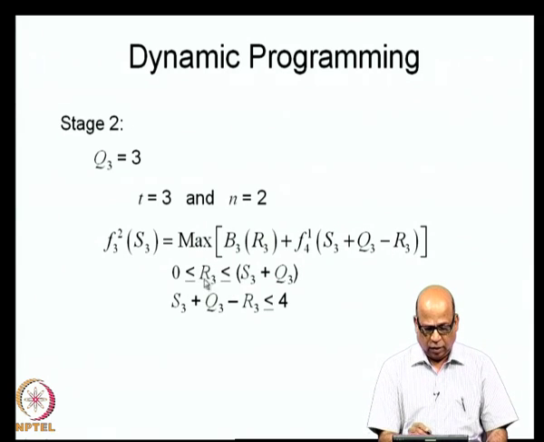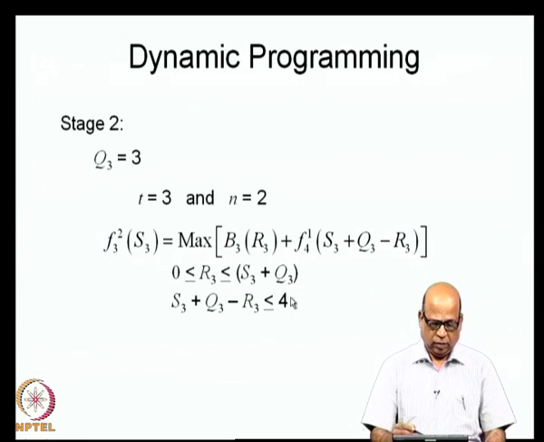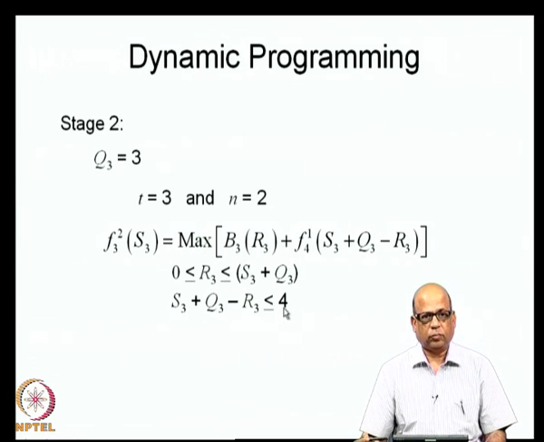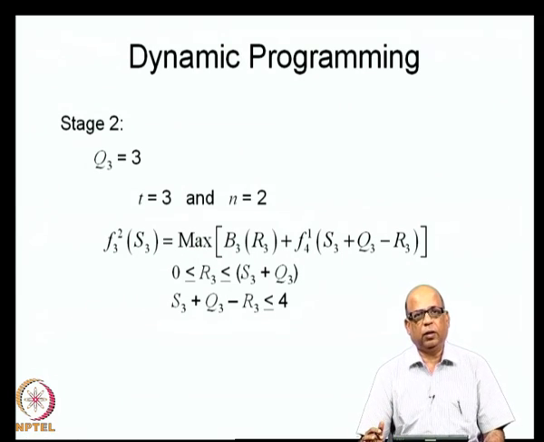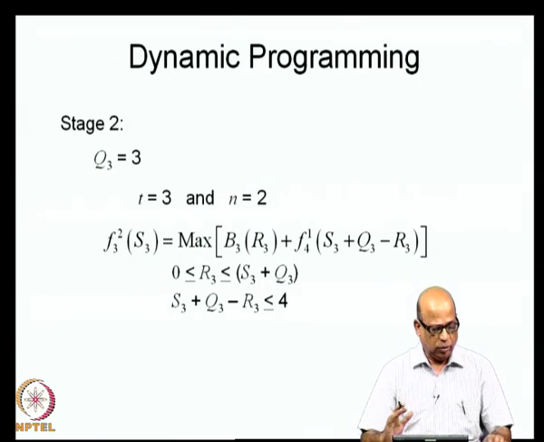And R3 again takes on values between 0 and S3 plus Q3, which is the total water available. Q3 is known and S3 is the particular S3 value for which we are solving this particular recursive relationship. S3 is such that S3 plus Q3 minus R3 should be less than or equal to the total capacity 4. Now, this is where we stopped in the previous lecture. Now, we will continue the example.